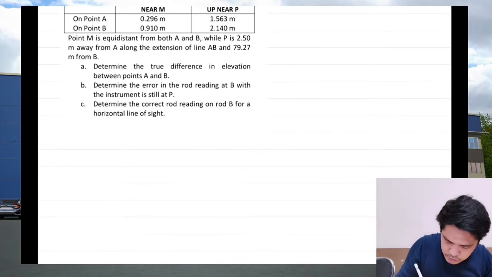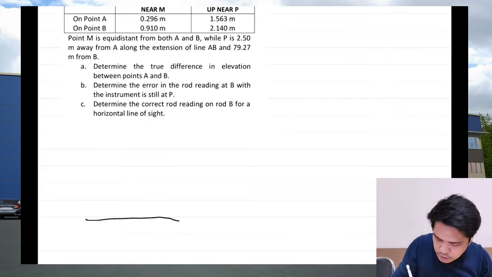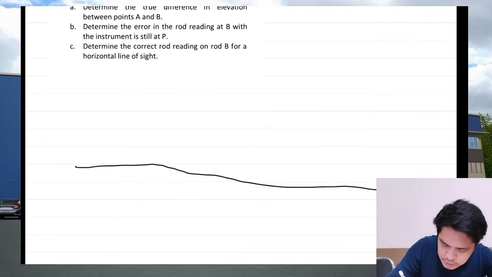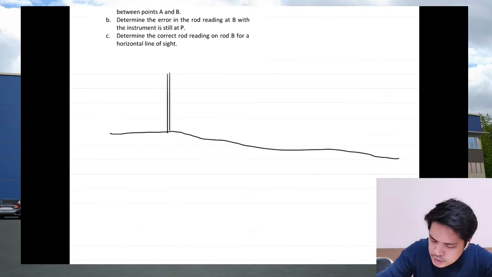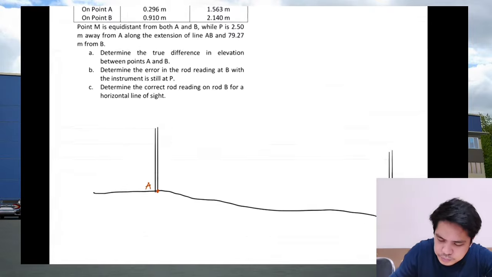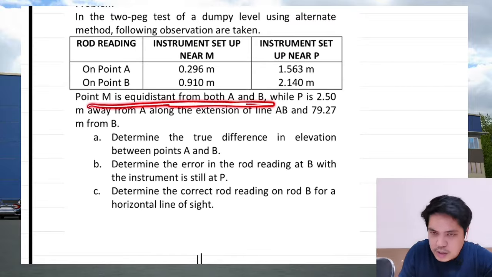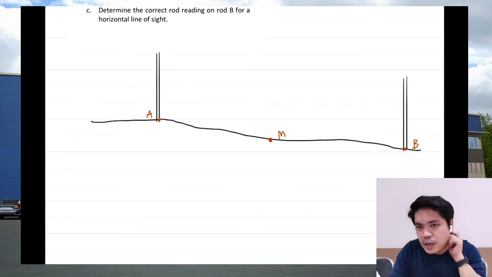So, suppose this is the ground level. Let's assume na lang din na mas mataas yung point A, or the location of point A is much higher than point B, because probably that is the same dito sa previous problem. Now, let's take this as our point A, and this the location of our point B. Now, first, the instrument is set up near M, and M is equidistant from both A and B. So in between A and B, or the horizontal distance of A and B, is the location of M. So let's take this point as M, which is right in between A and B.